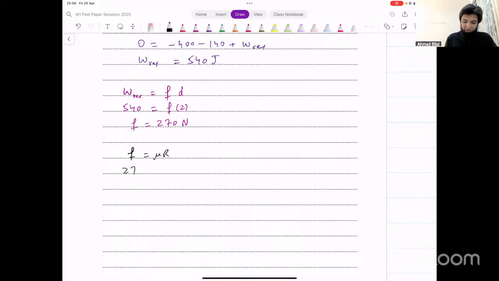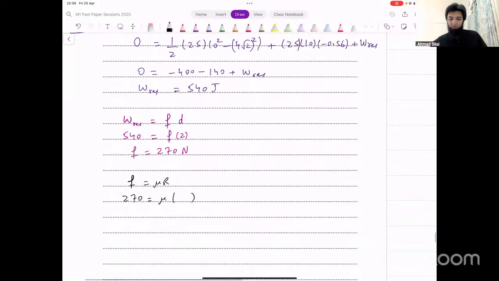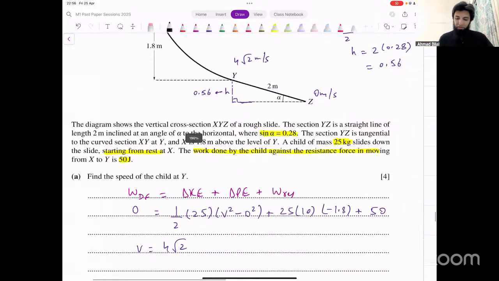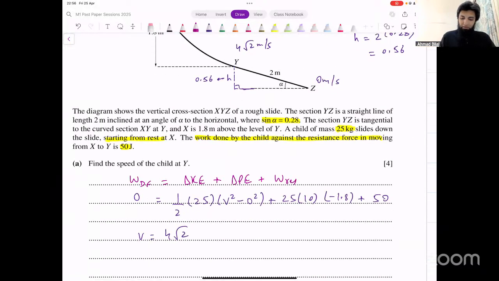Now we can use F equals mu R to find the value of coefficient of friction. F is 270 equals mu into R. What is R going to be now? You have to consider forces for that. Take any point, let's say this point. The weight of the child is going to be 250 Newton. Its component acting in this direction will be 250 cos alpha. So reaction is going to be equal to 250 cos alpha. These two values are going to be equal to each other. That's the value of R.